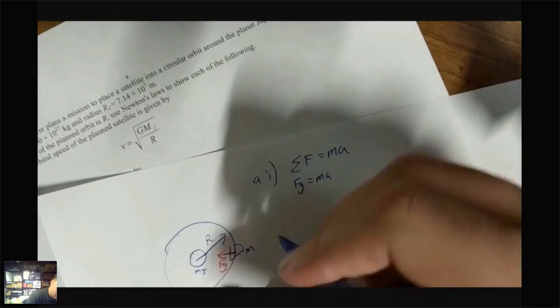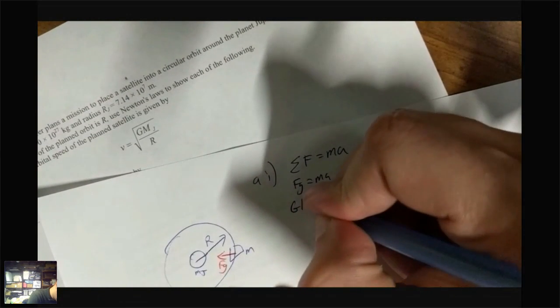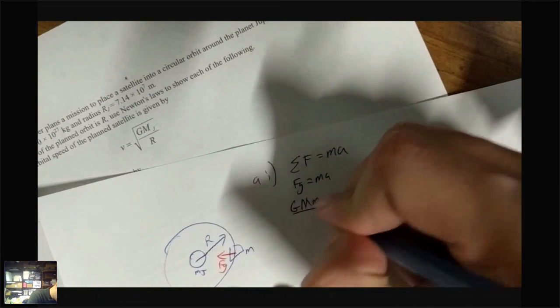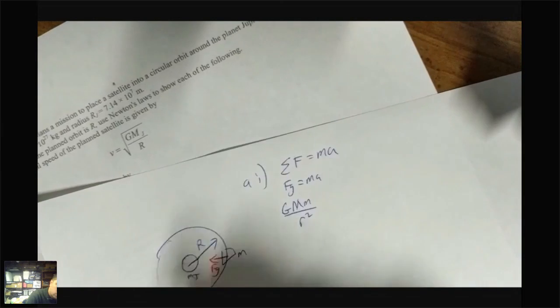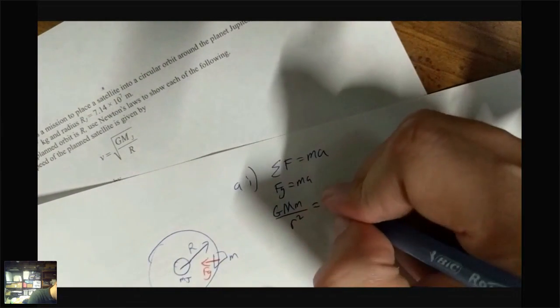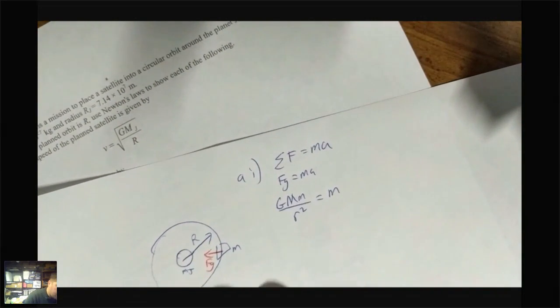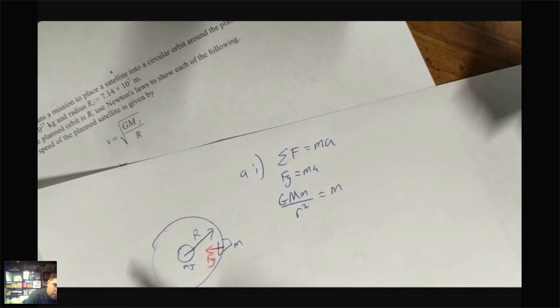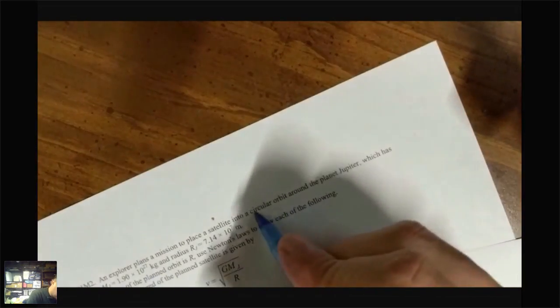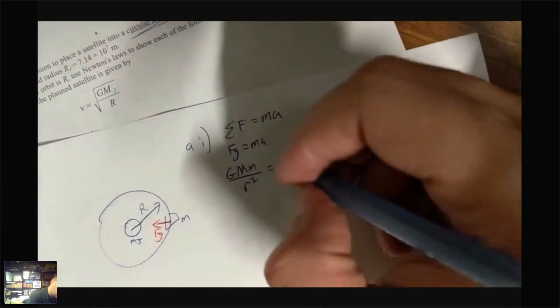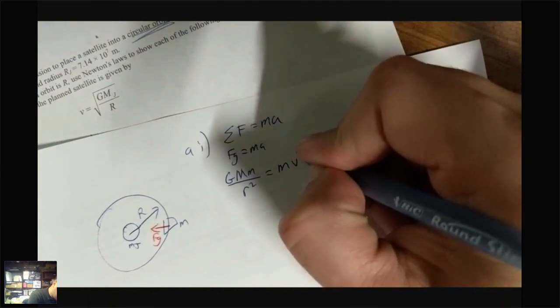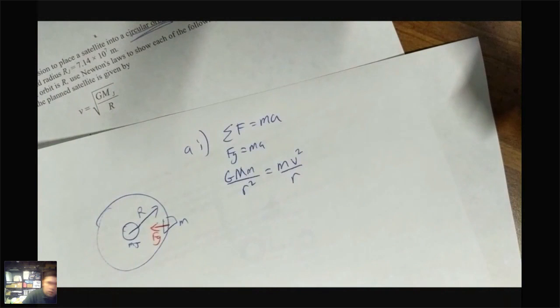So I'm going to go to our reference tables and say that the sum of forces is ma, and the force of gravity is capital G times big M, little m over r squared, and that must equal little m times the acceleration. Because we're going in a circle, and they definitely mentioned a circular orbit in the question, we will stick with circular motion here. So this makes mv squared over r.